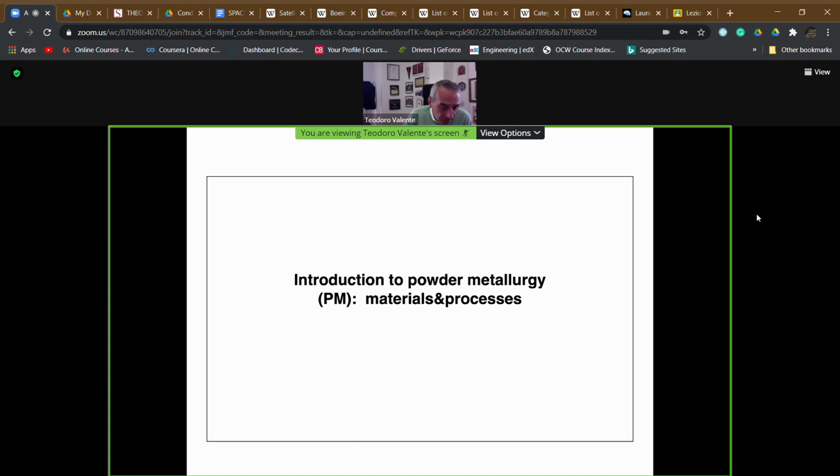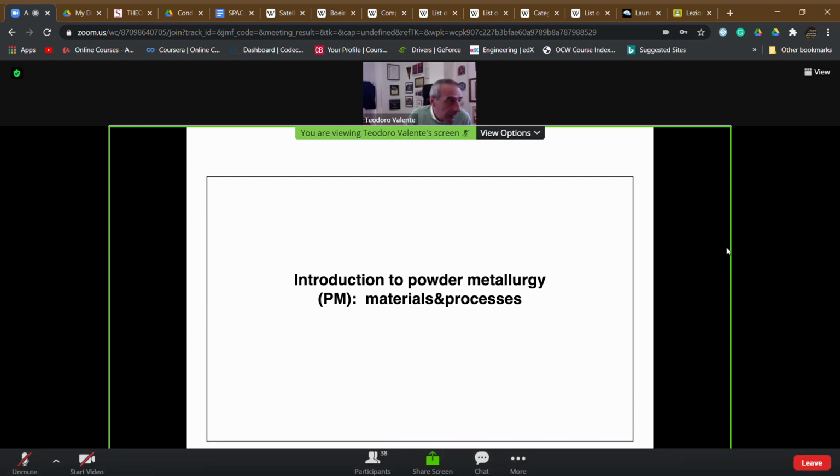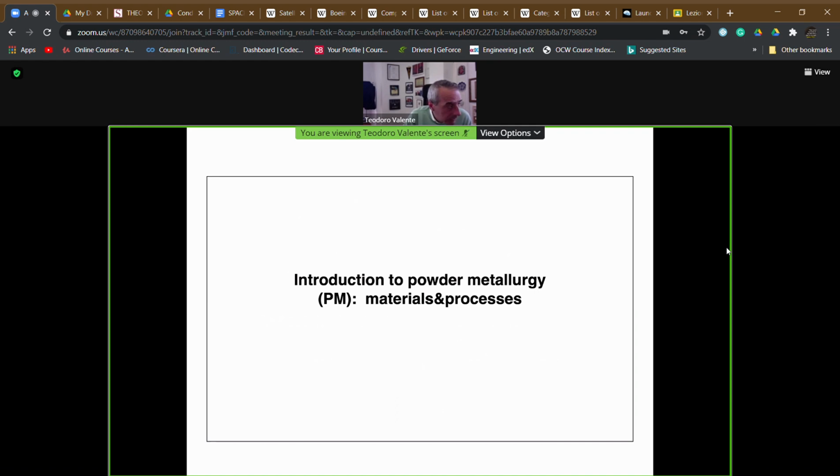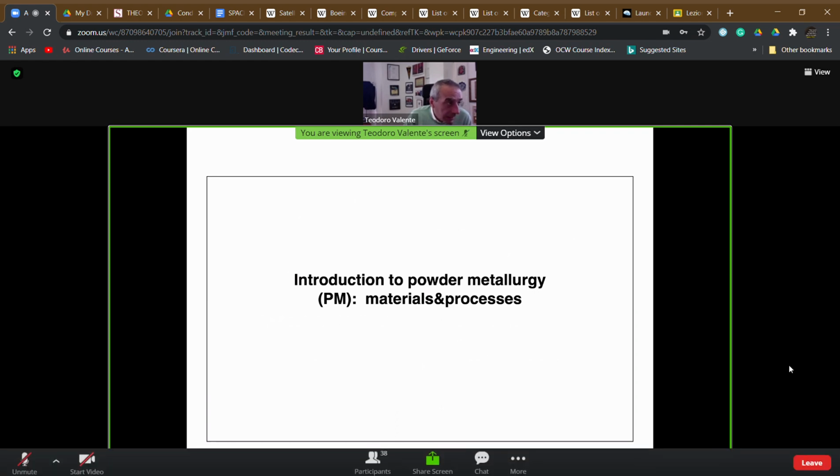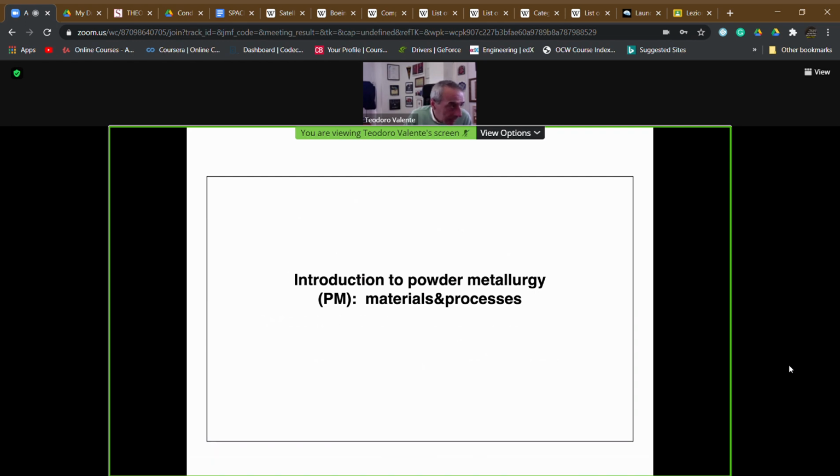Of these two classes of processes, one starts from a liquid phase, and the second one starts from a solid phase, which is then deformed. But in the solid phase, in the second possibility, that is plastic deformation, we have bulk materials. Now we have discussed mechanical milling and mechanical alloying, and the result of the mechanical milling and mechanical alloying is not a bulk material.